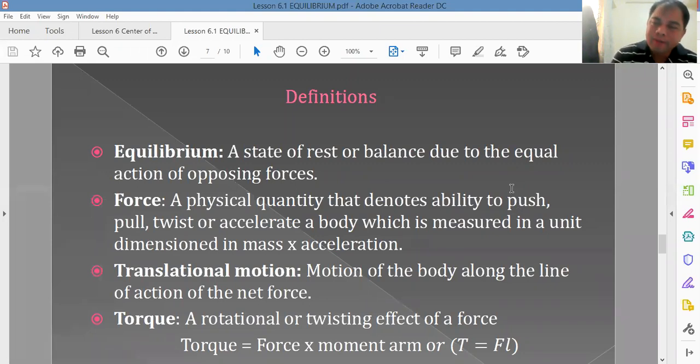A push, maybe you can call it compression. You push an object together, so you make it smaller. Or you can also pull them apart. Pulling objects apart is known as tension. You stretch it. So we can apply forces in several ways.